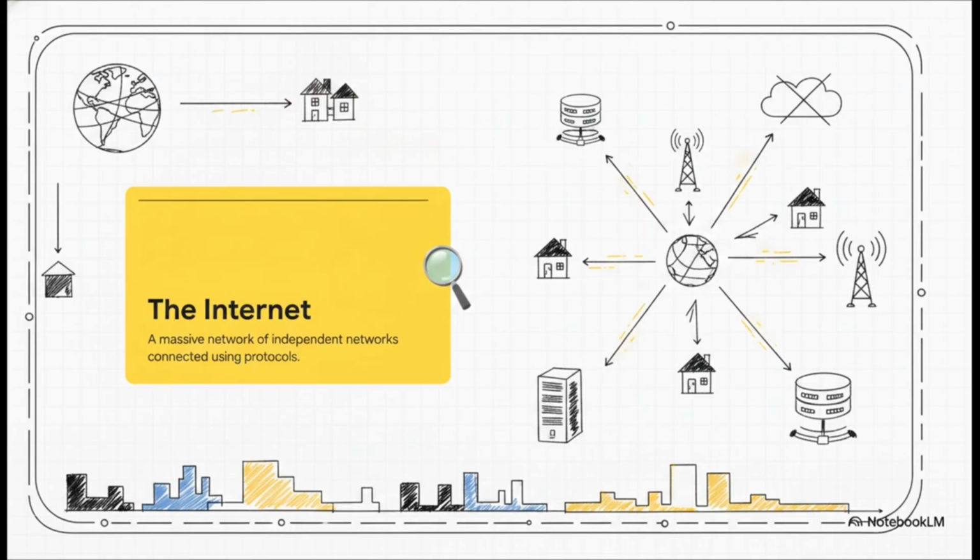Your home Wi-Fi is one network. Your mobile carrier is another. Universities, governments, big companies, they all have their own. The internet simply connects all of these independent networks together using standardized communication rules, which we call protocols. It's kind of like a massive global road system connecting every city in the world. But instead of carrying cars, it carries data.